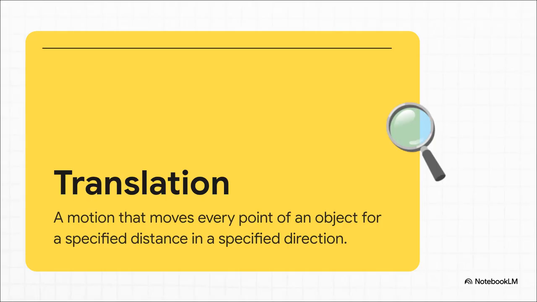Right, so that's the key thing to remember about translation. The shape's size, its orientation, its form, none of that changes. It's the exact same object, it's just in a new spot.